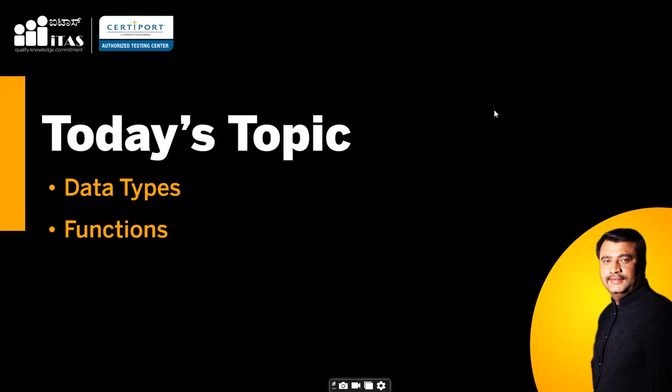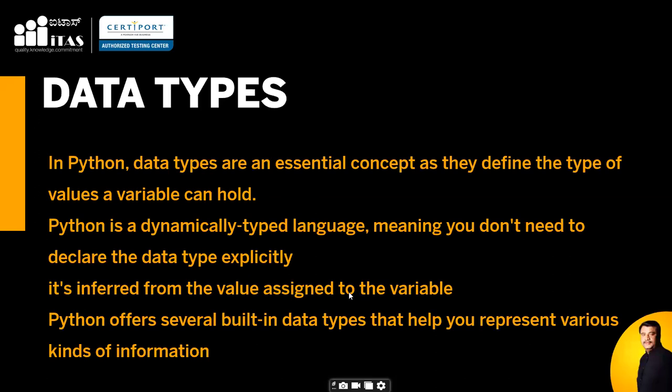Now let's see what are the different data types we have. In Python, data types are an essential concept as they define the type of values a variable can hold. I just told you in a very brief manner that it is the type of data we actually use in the program. Python is a dynamically typed language, meaning you don't need to declare the data type explicitly. I'll tell you what this sentence actually means.